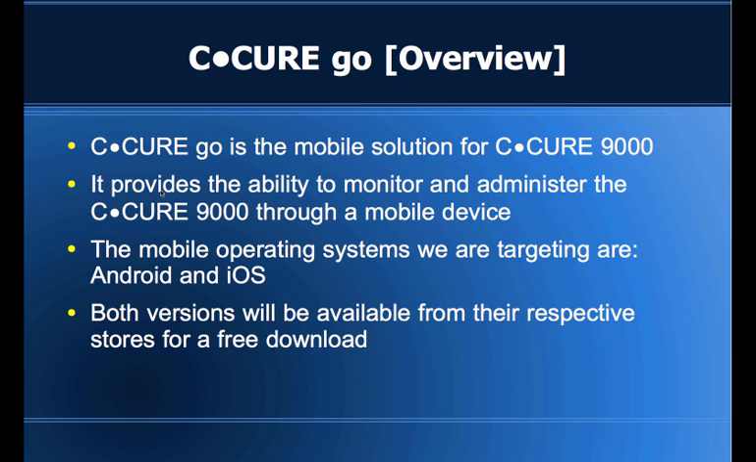Secure Go will be available on devices that support iOS 7.1, which are iPhones 4 and 5, and iPad 2, iPad Air, and iPad Mini. Also, devices that support Android 4.3, which include both phone and tablet. A complete list will be forthcoming. Also, both versions will be available for download on their respective stores. For iOS, it's the App Store. For Android, it's Google Play.